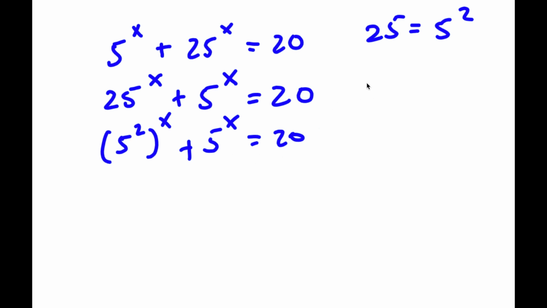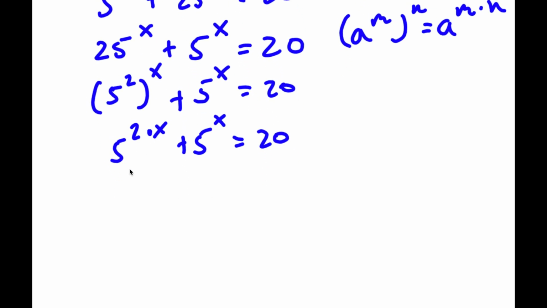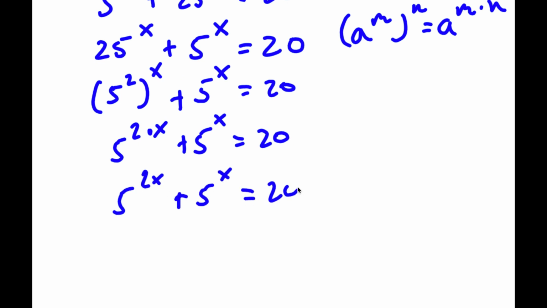Now, if I have something in the form a to the power of m to the power of n, this is equal to a to the power of m times n. So 5 to the power of 2 to the power of x would equal 5 to the power of 2 times x, and 2 times x is simply 2x. So I have 5 to the power of 2x plus 5 to the power of x is equal to 20.